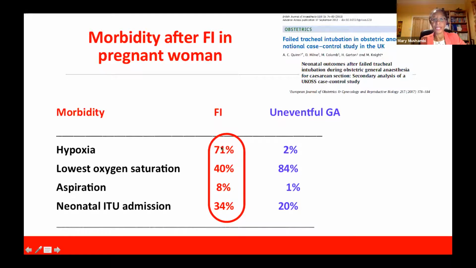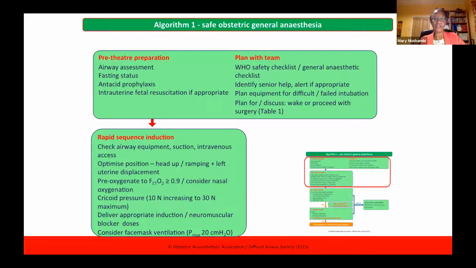chances of that woman becoming hypoxic is really high compared to an uneventful general anesthetic. And the lowest maternal oxygen saturation is 40% compared to 84%. We know incidence of aspiration is higher, and the chances of that baby requiring neonatal unit is also higher. So these are the reasons really that we need to address how we perform obstetric rapid sequence induction and general anesthetic. So let's go back to the algorithm, the safe obstetric general anesthetic algorithm, and look at it in a little bit more detail.